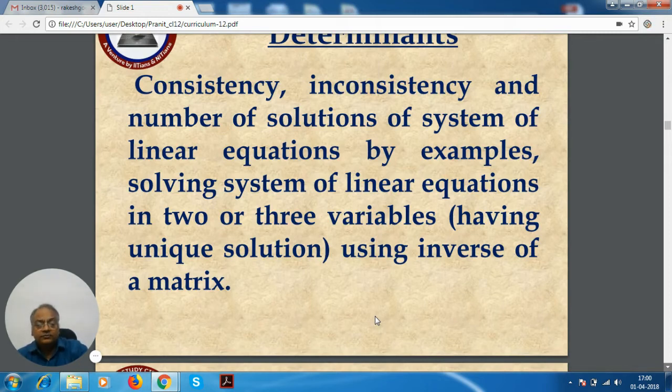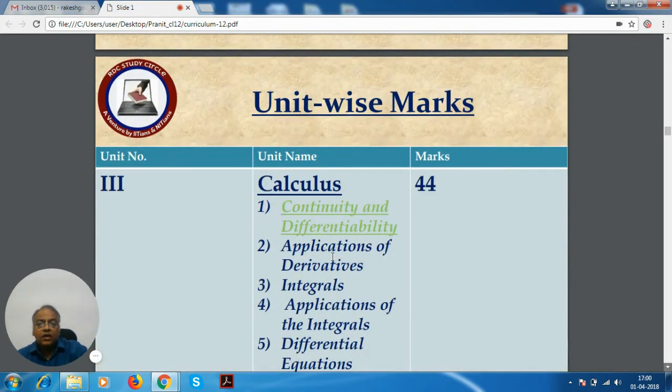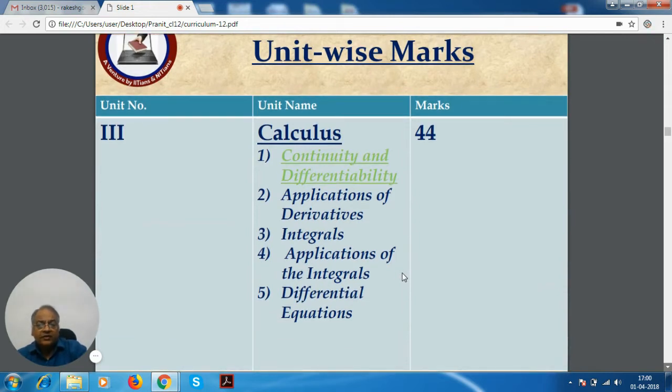Now here, we will solve this system of linear equations by using elementary row transformations, solving this in maybe 2 or 3 variables also. And then you can use inverse of a matrix also. Now, third unit is calculus, and there are 5 chapters in the calculus.